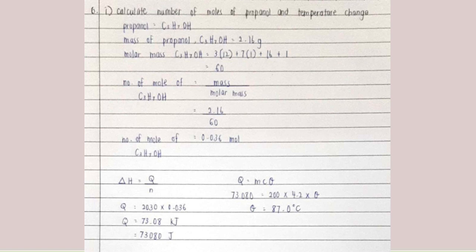For the temperature change, we need to identify the heat energy of the reaction with formula delta H equals plus or minus Q divided by n kilojoule per mole. From the formula, we can find Q by multiplying number of moles with delta H, which gives out heat energy of 73.08 kilojoule, and convert it to joule, which makes it 73,080 joule. By using Q equals mc theta, we can get the temperature change of 87.0 degrees Celsius.